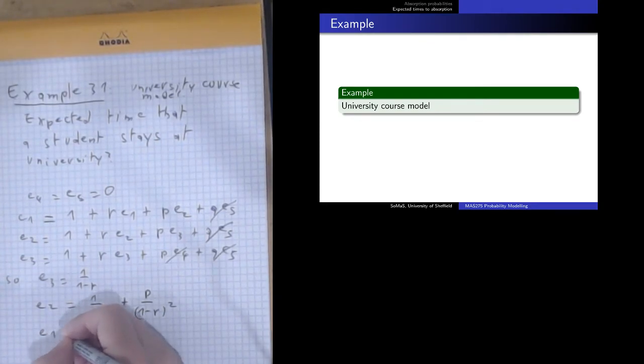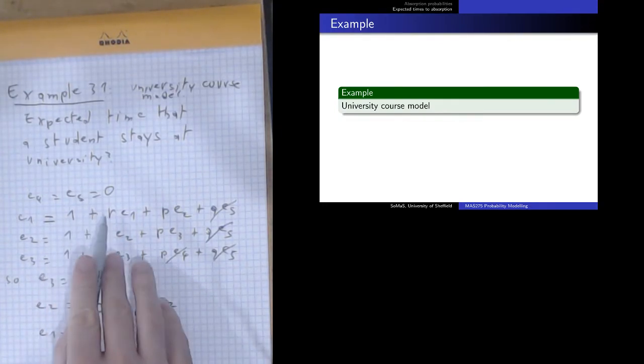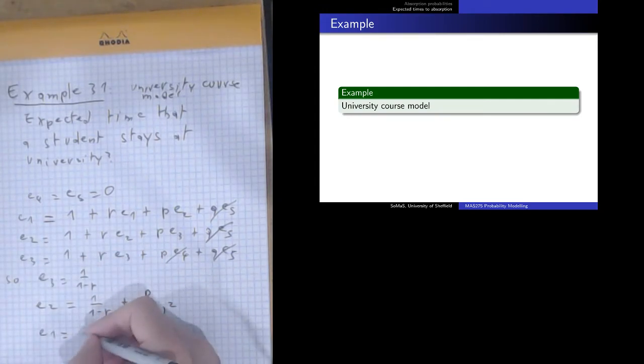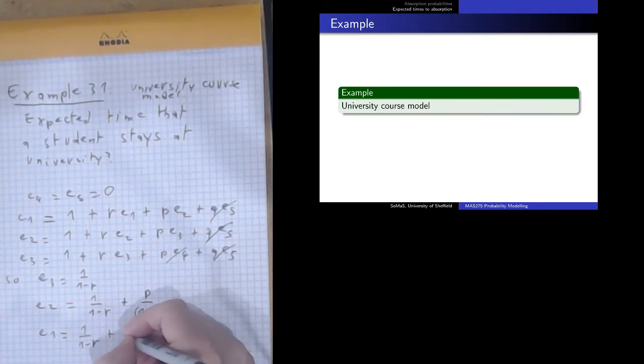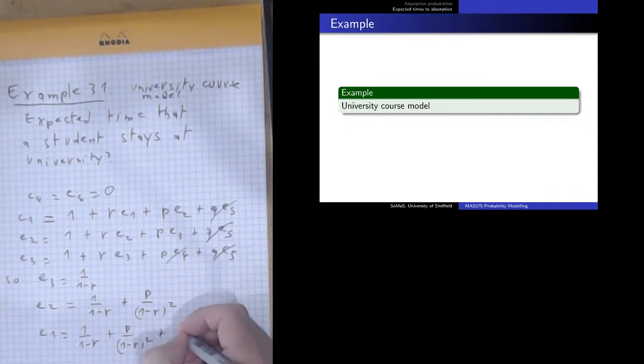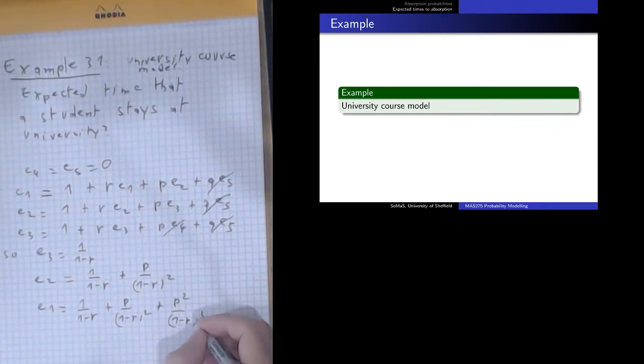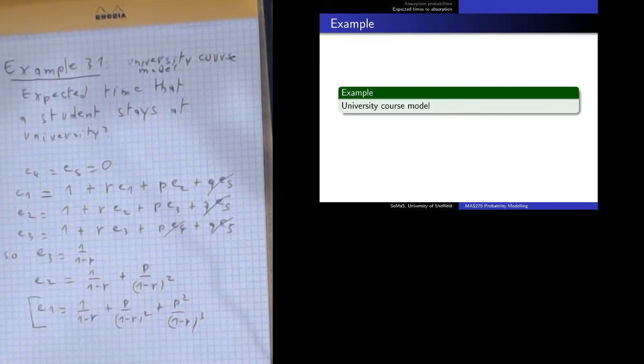And finally, E1, the one we're really interested in. So again, put this on the left side, you get 1 over 1 minus R plus P E2 divided by 1 minus R. So we get P divided by 1 minus R squared plus P squared divided by 1 minus R cubed. And that's the answer we were looking for. This is the expected amount of time a student stays at university. And of course, this makes sense. If P is very close to 1, then this is going to be very close to 3. So things make sense. And that is also good.